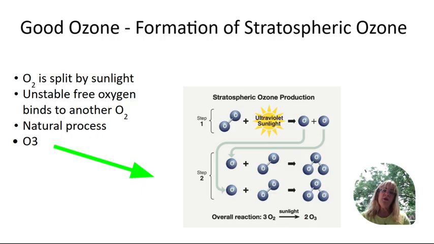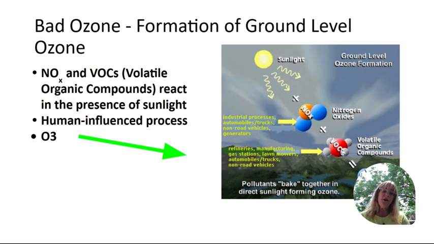So the good ozone, of course, is formed up in the stratosphere, in our atmosphere, where O2 is split by the sunlight. An unstable free oxygen binds to another oxygen and forms O3. And this is a natural process. However, bad ozone is a secondary pollutant, and it's called ground level ozone because it occurs on the ground. This is when nitrogen oxides and volatile organic compounds react in the presence of sunlight. This is a human influence process, and it's a very bad pollutant.